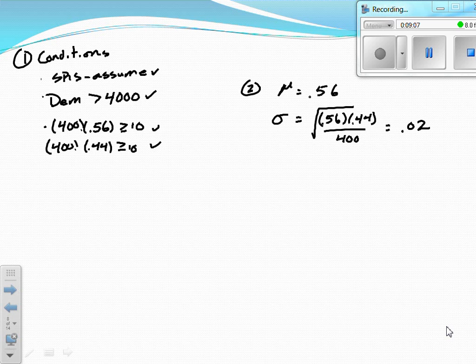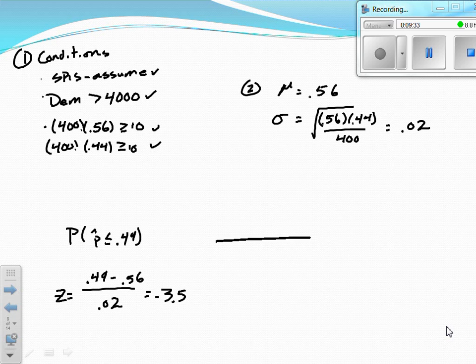Now, right away, we should start to kind of see, well, if we're interested in what's the probability that our P hat was so low, some of you guys are probably already realizing, well, that's more than 3 standard deviations away. In fact, if we did the z-score, right, the critical value here is 0.49, the mean is 0.56, and if we divide by the standard deviation of 0.02, we would realize this is 3.5 standard deviations below the mean, right?